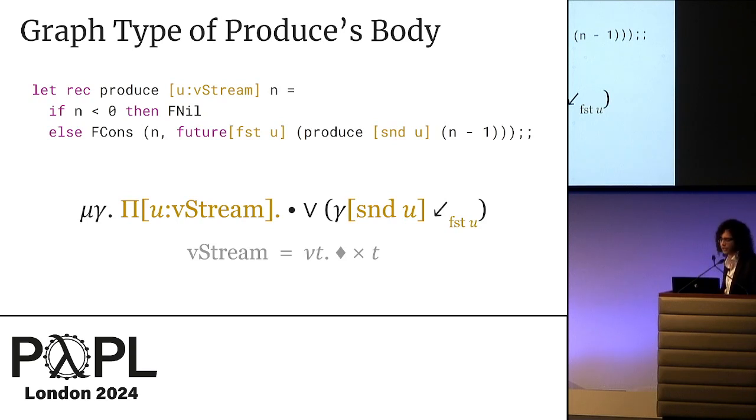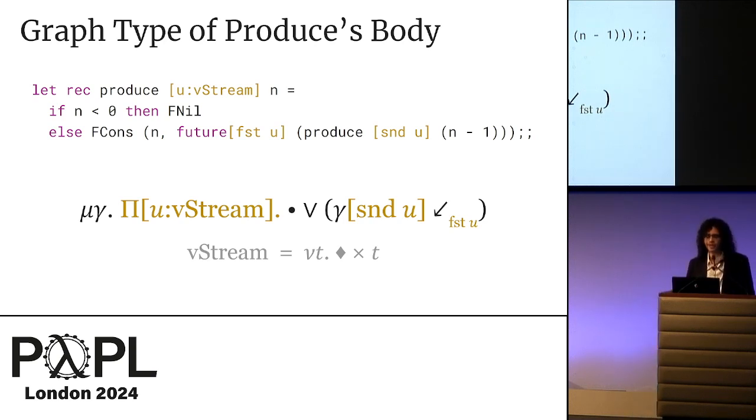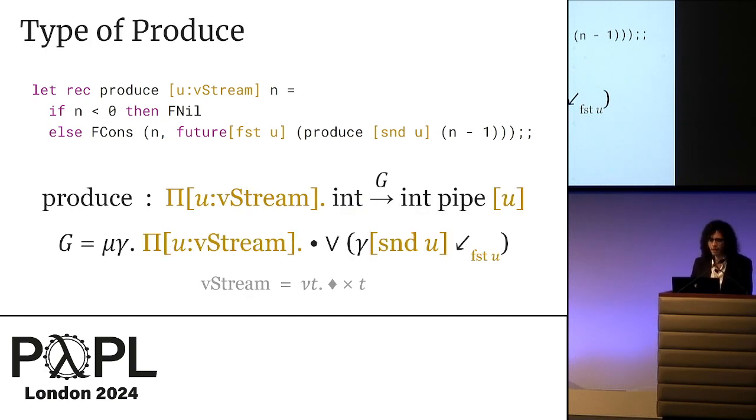And we can see this in action here, where we are able to give now the graph type of the function body. This graph type is saying that the function will take in a vertex structure parameter of type vstream, and then it will either do this black dot, which corresponds to the fnil branch of the program, or it will spawn a future using the head of the stream again, and then inside that future, we have a recursive instance that uses the rest of the stream. With that, we've seen this all before. This is the type and the graph type of produce in one slide.